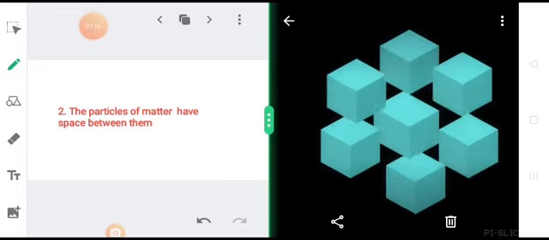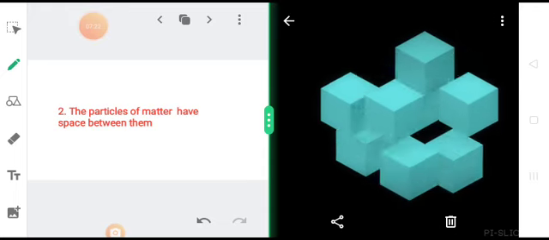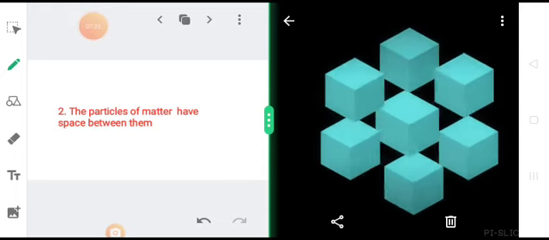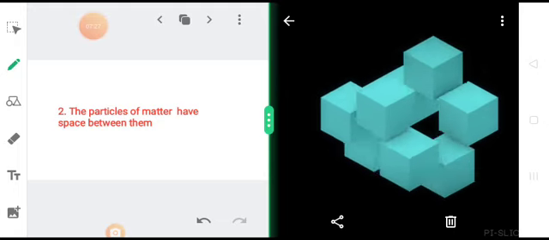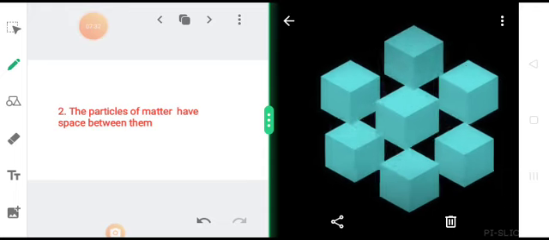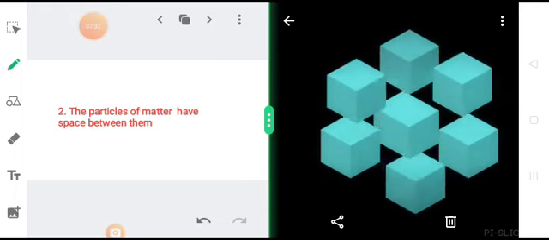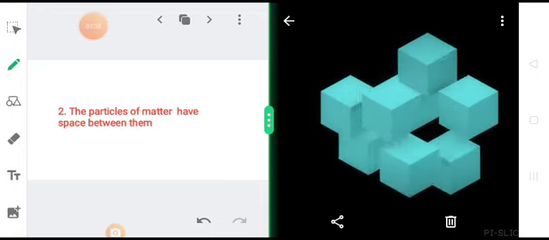Second, the particles of matter have space between them. Now, the amount of space existing between the particles of different forms of matter is different. That we'll be studying a bit later. But for the time being, we can understand that interparticle space exists between the particles of matter.